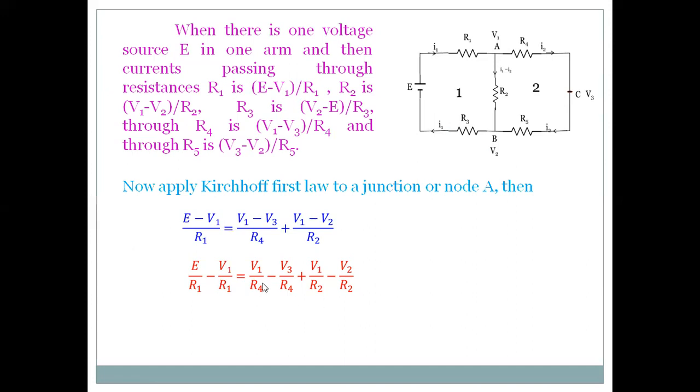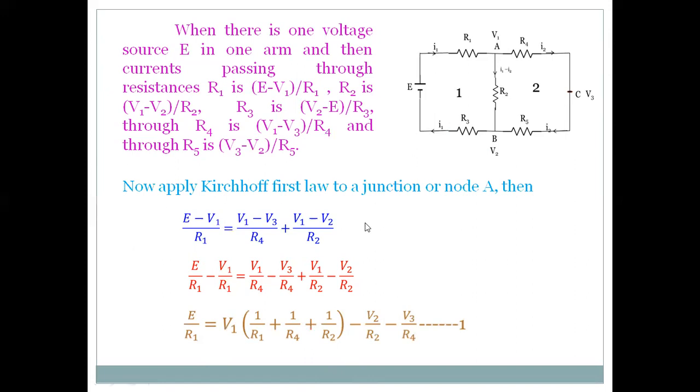Of course, there are three V1 terms, so V1 is taken as common. E by R1 is equal to V1 into (1 by R1 plus 1 by R4 plus 1 by R2), minus V2 by R2, and minus V3 by R4. That is taken as equation 1.